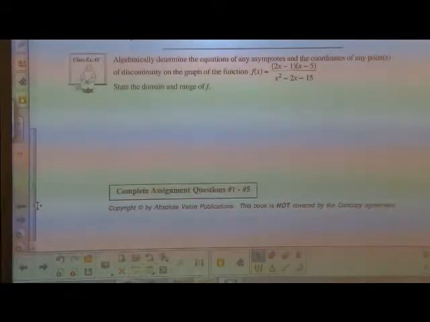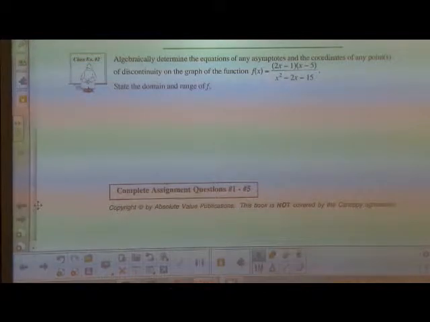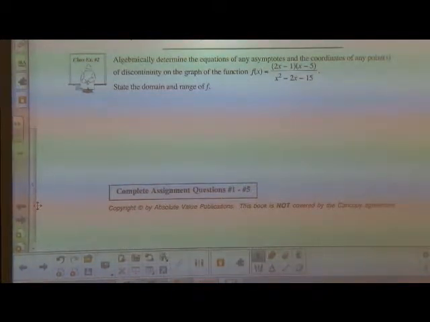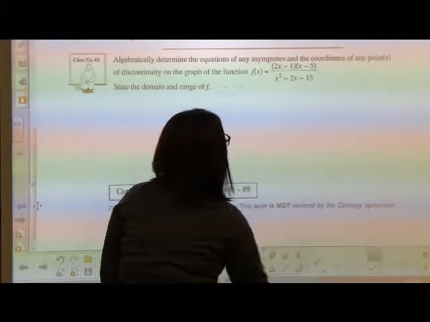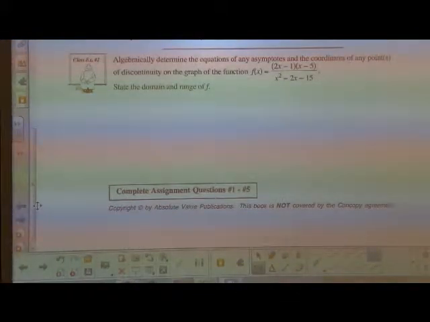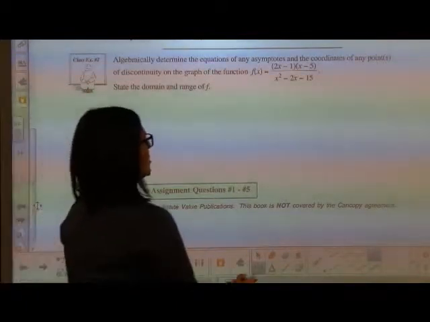Last example. Algebraically determine the equations of any asymptotes and the coordinates of any points of discontinuity on the graph of the following function. State the domain and the range of f. So if I look at this, in order to determine those vertical asymptotes, I want to factor the denominator.